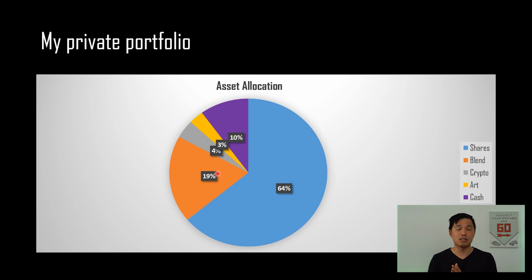If I have $10,000 to invest today, I would invest it as I have in my private portfolio asset allocation. However, I might keep, instead of 10% cash, maybe 15 to 20% cash because at the moment valuations do seem kind of high, and I wouldn't be surprised if there was a correction coming up in the future.